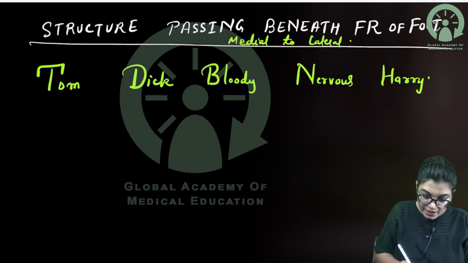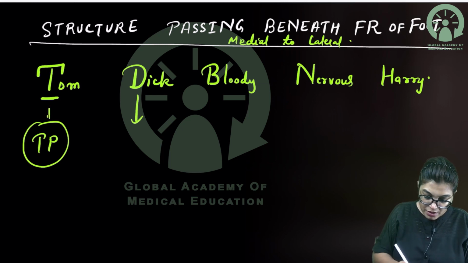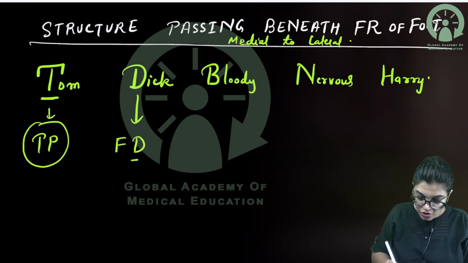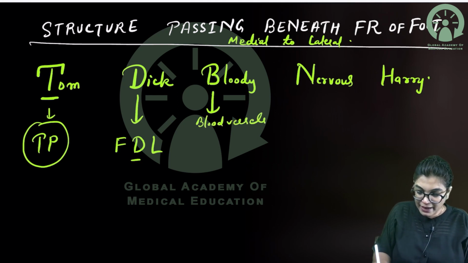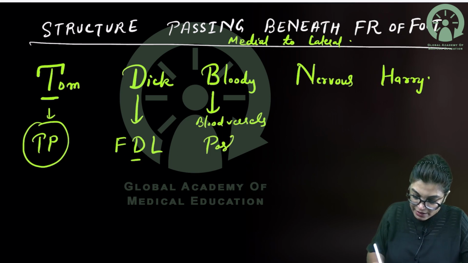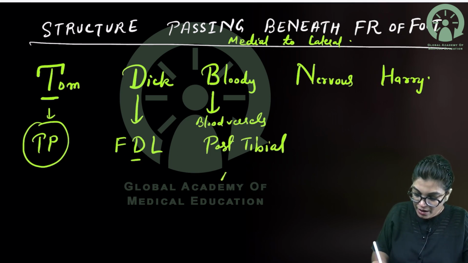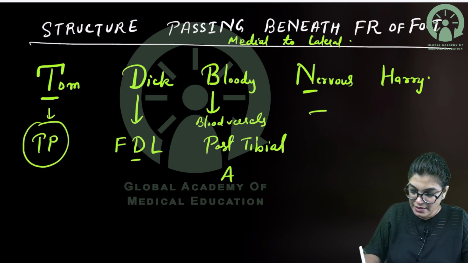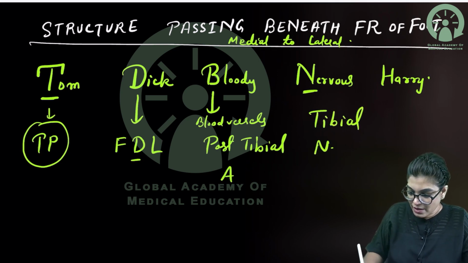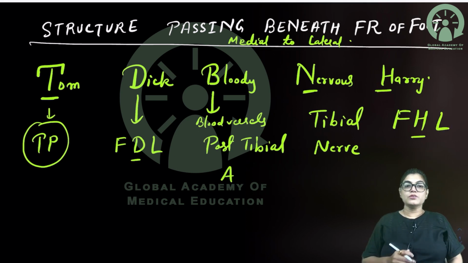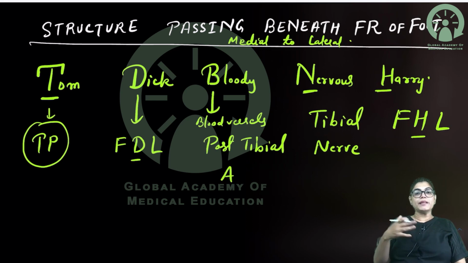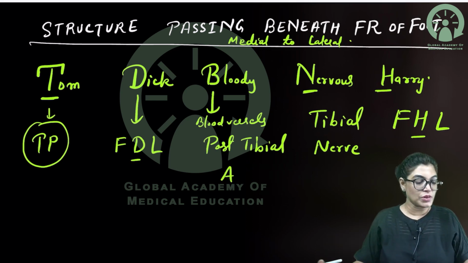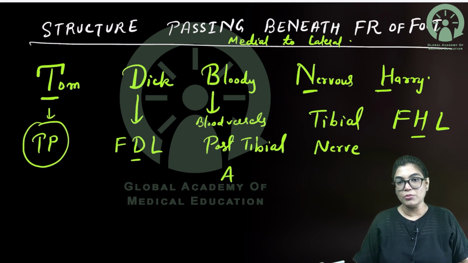So here T stands for tibialis posterior, D stands for flexor digitorum longus, B for the blood vessels, that is posterior tibial artery, N for the nerve, that is tibial nerve, and H stands for flexor hallucis longus tendon. So, please remember this mnemonic. Tom, Dick, Bloody, Nervous, Harry is the mnemonic for structures traversing below flexor retinaculum of the foot.